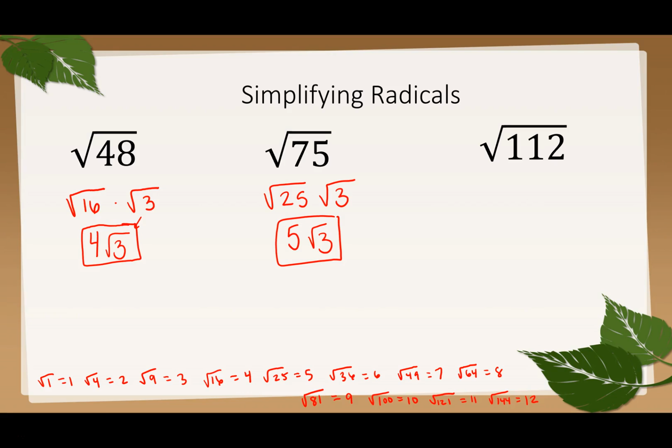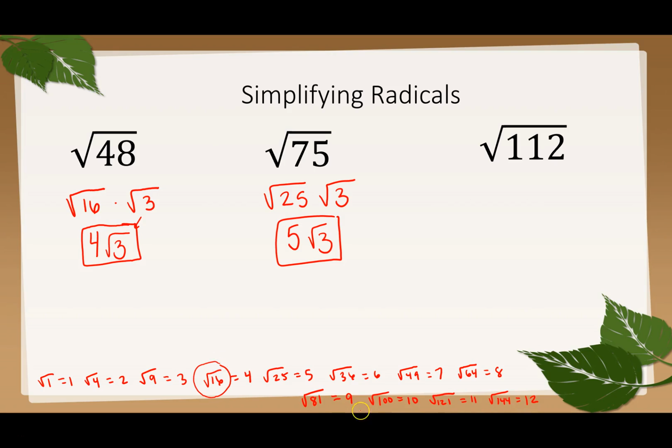What about 112? That one's definitely harder to me. Can I do 112 divided by 64? Nope. 112 divided by 49? Nope, that gives me a decimal. What about 112 divided by 36? Nope. How about 112 divided by 25? Nope. What about 112 divided by 16? Yes. So this was the biggest number.